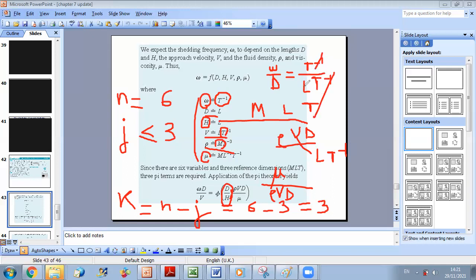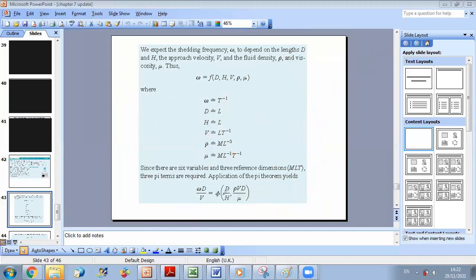So now to cancel out l, I should multiply by d. So this is omega over v. Now I multiply by d. When I multiply the result by d, I get l over l, which is 1. So this is my group. The group of omega is omega times d over v. Okay. So the three groups involved in my problem are omega d over v, d over h, and rho v d over mu.